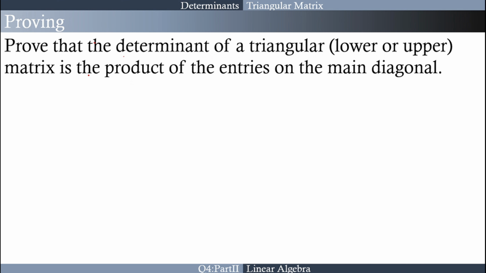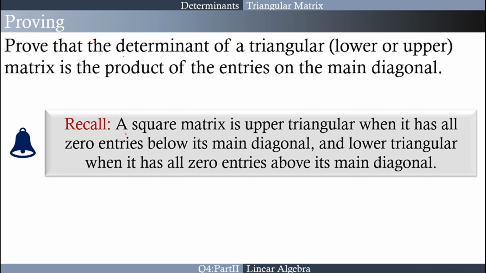In this video, we'll be proving that the determinant of a lower or upper triangular matrix is the product of the entries on the main diagonal. First, recall what a lower or upper triangular matrix is. A square matrix is upper triangular when it has all zero entries below its main diagonal, and it is lower triangular when it has all zero entries above its main diagonal. We can show a lot of examples to show that this statement is true.